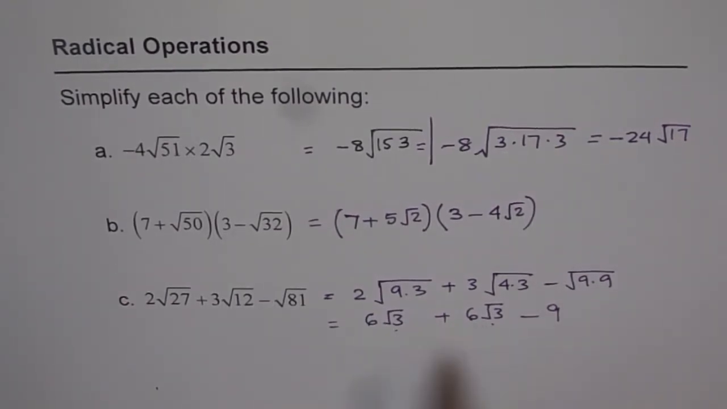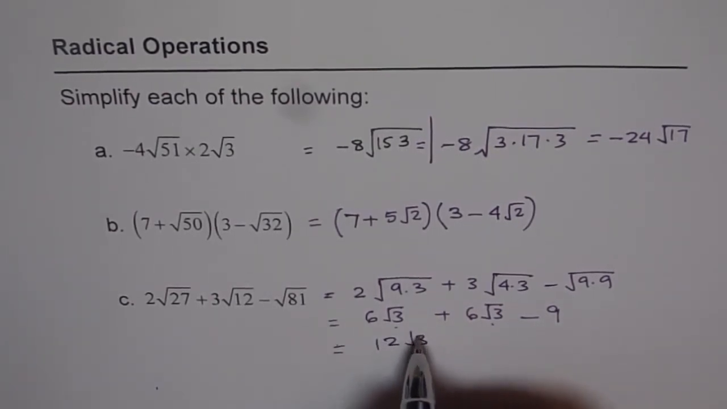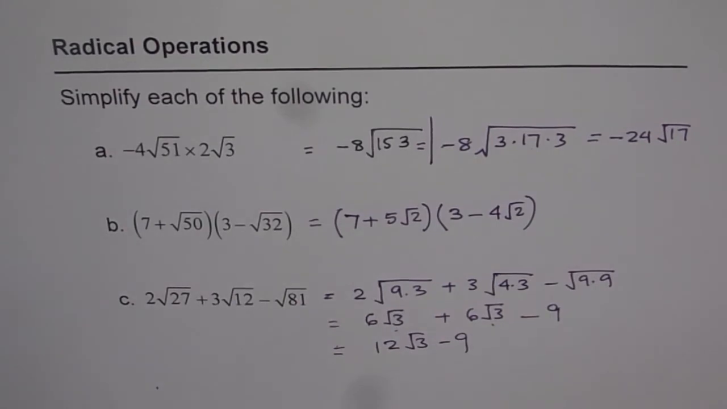So that is how you can get simpler radicals to work with. Now we have a common radical, which is square root 3. So we can add them. So 12 square root 3 minus 9. That becomes our solution. I hope by following this method, you can really do radical operations very efficiently.